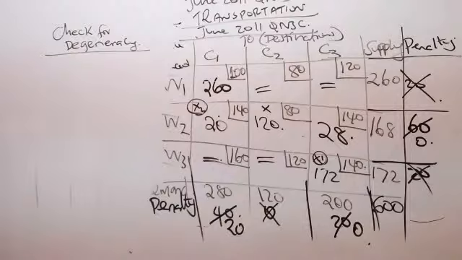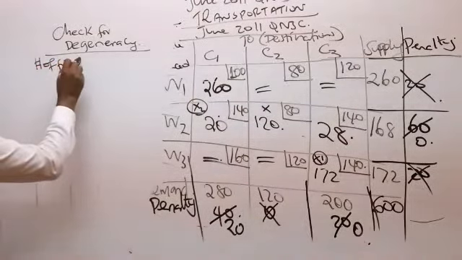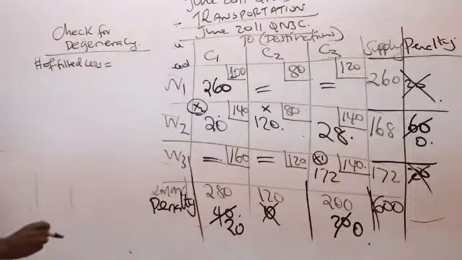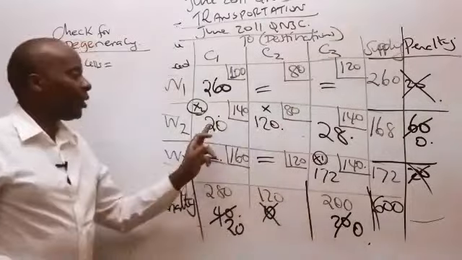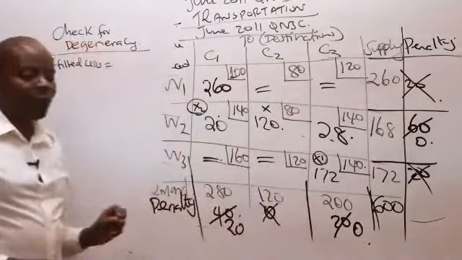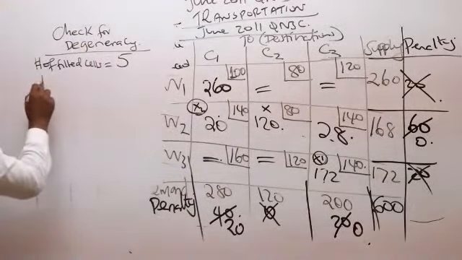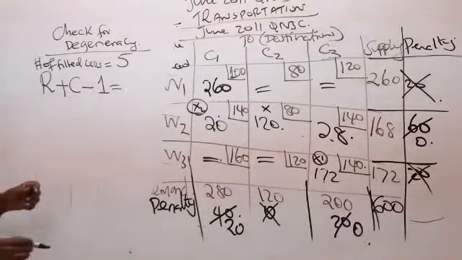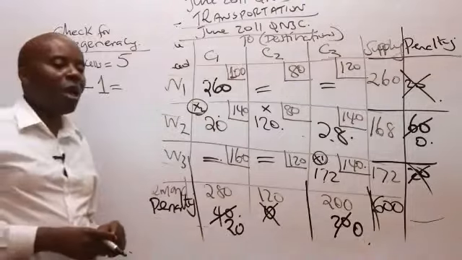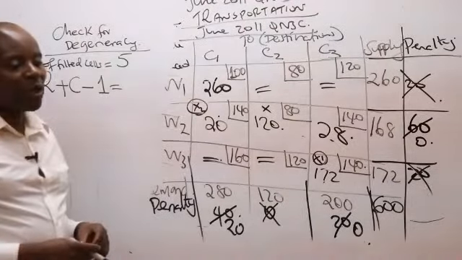So check for degeneracy. Then how do we check for degeneracy? Ladies and gentlemen, what we shall do is look for the number of filled cells. So could you kindly count for us? How many cells are filled up? 1, 2, 3, 4, 5. Number of filled cells are 5. Then we will compare this with rows plus columns minus 1. It's a rule. Rows plus columns minus 1.